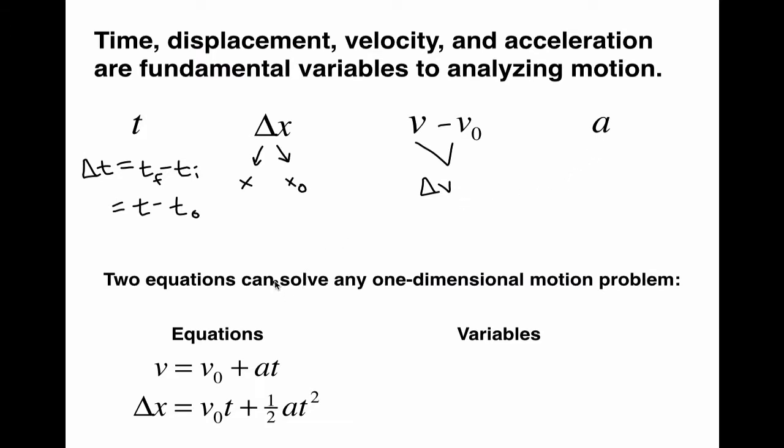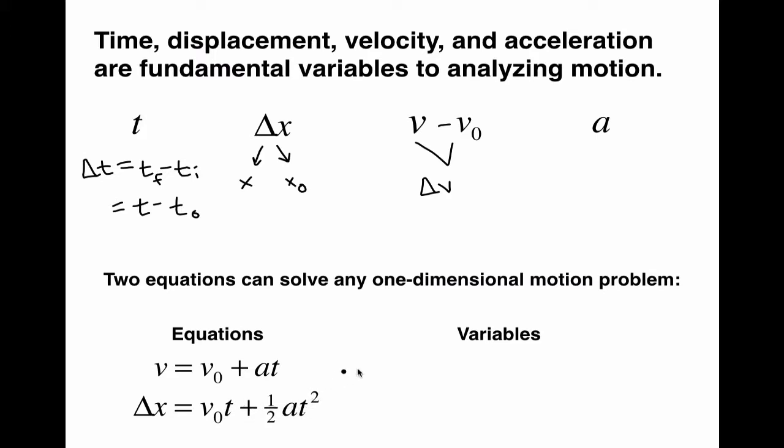So there's really just two basic equations that can solve any one-dimensional motion problem. These two equations are velocity is equal to v naught plus acceleration times time. And we also have displacement. The displacement of x, or delta x, is equal to the initial velocity, v naught, times time, plus 1/2 the acceleration times time squared.